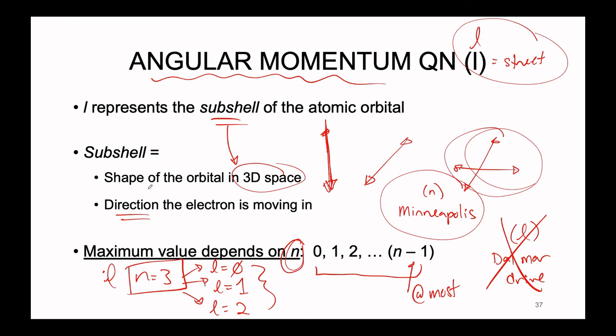However, the L not only tells us the direction the electron is moving in 3D space, but also gives us the shape of the orbital itself in 3D space. So what we're going to do is spend a fair amount of time now looking at what are all the different streets that your electron could live on? What are all of the shapes of these atomic orbitals?